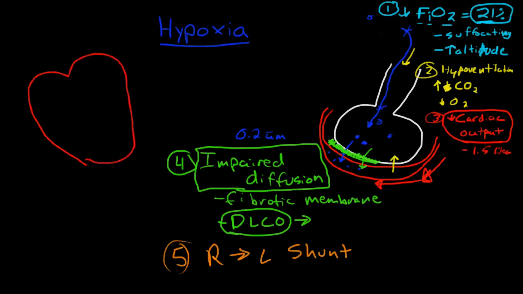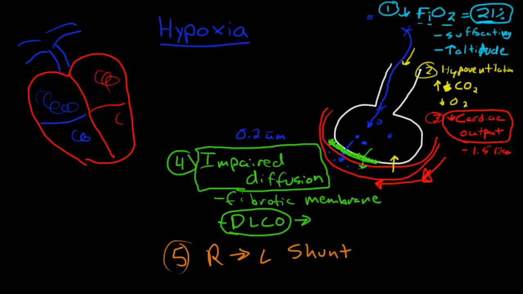Here's a rough picture of our heart. So remember, the right side of the heart has unoxygenated blood, which goes through the pulmonary arteries and into the lungs, right? And on the left side of the heart, we have oxygenated blood, and that leaves the left ventricle through the aorta into the systemic circulation.